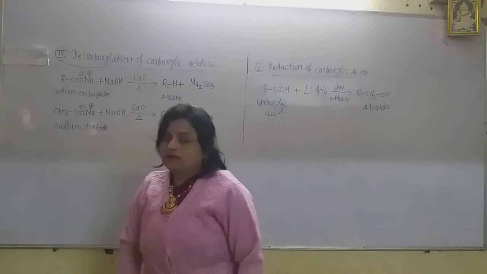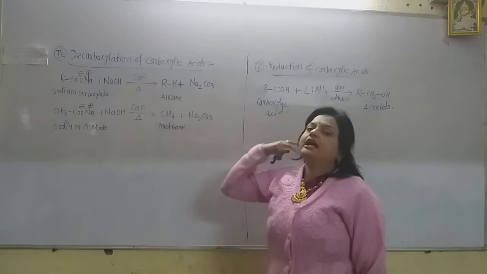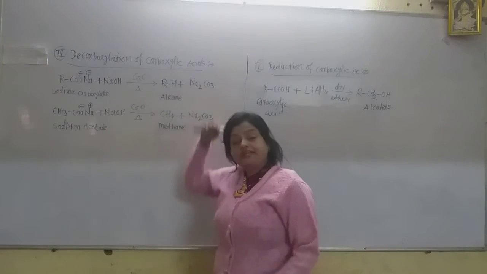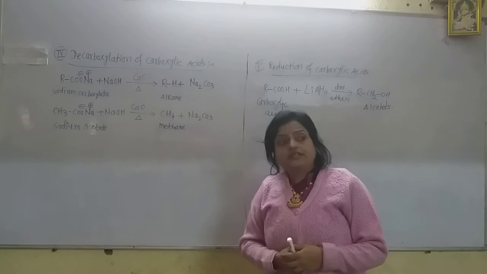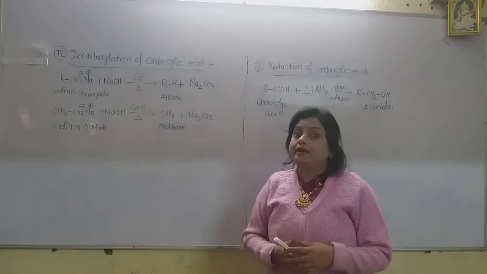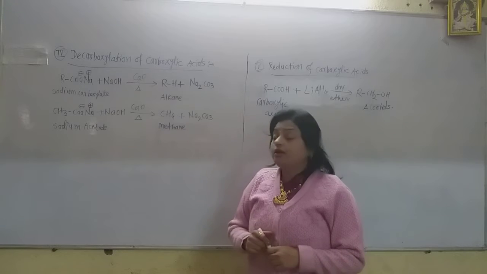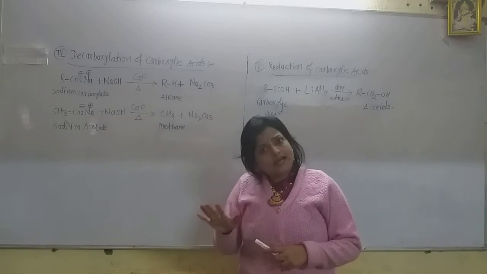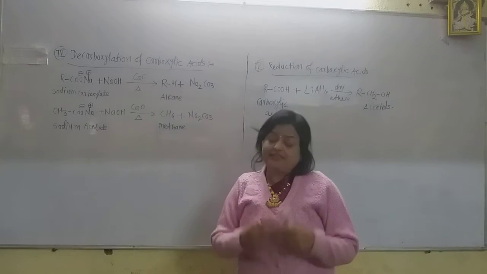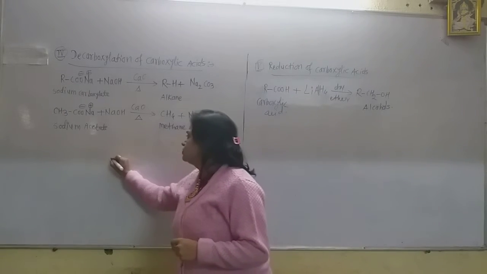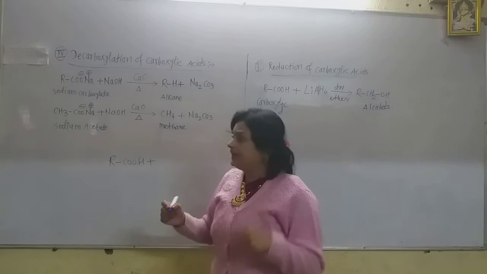Now let us see the next chemical reaction of the carboxylic acid, that is the decarboxylation of carboxylic acid. Decarboxylation means removal of carbon dioxide. Yes, removal of carbon dioxide, but here we have to take not the carboxylic acid but the sodium salt of carboxylic acid for the decarboxylation. That means first react any acid. Suppose RCOOH is any acid, that is any carboxylic acid.